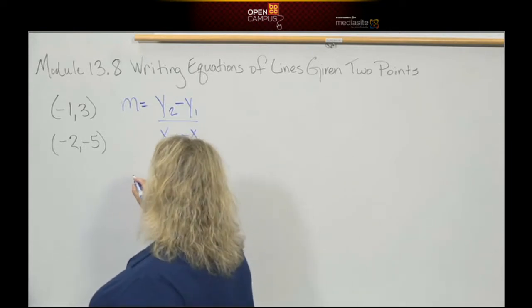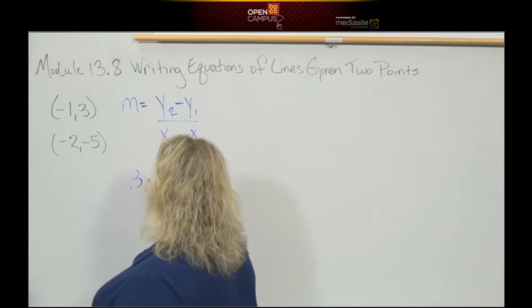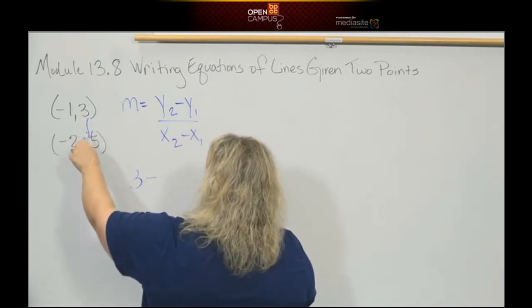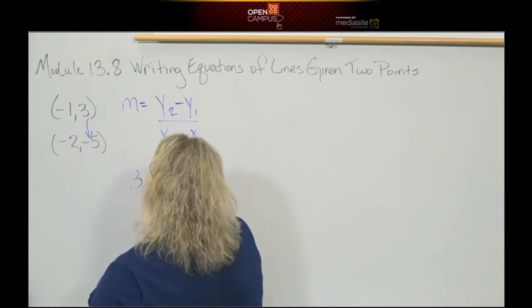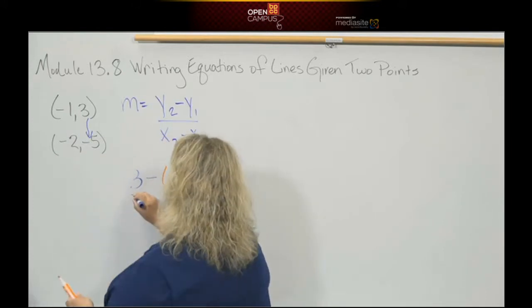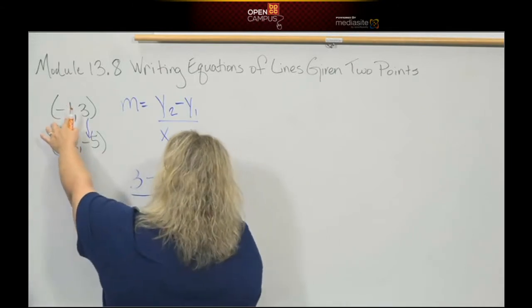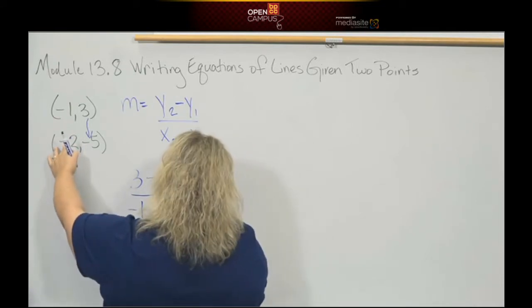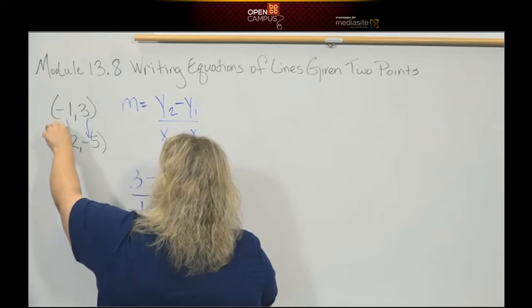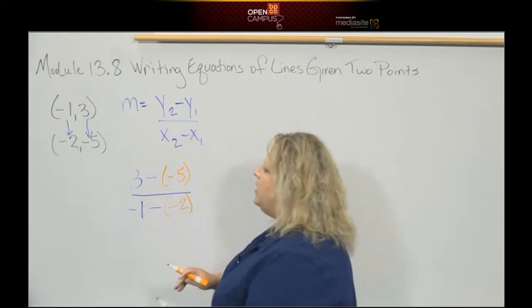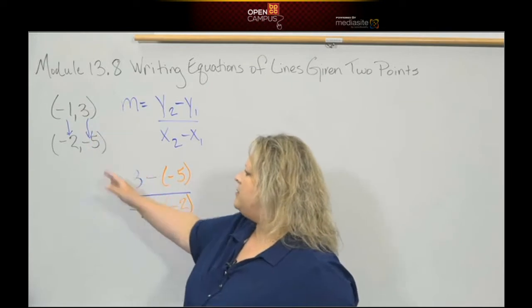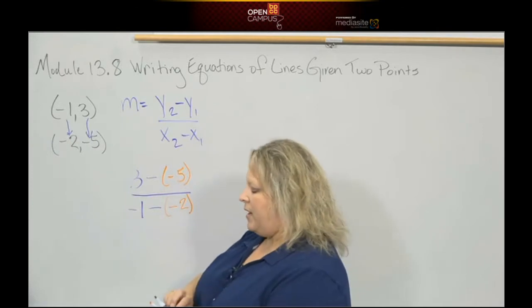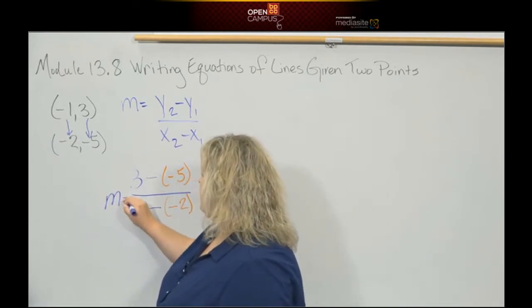So let's do that. I'm going to have 3 minus -5. So 3 minus -5, that's right there. So I'm going to write that down. Okay, and then I'm going to have -1 minus -2 right there. So that's what I want you to understand. Those are the ones that matter, okay? So 3, those are your y's. 3 and -5 are your y values. -1 and -2 are your x values, okay? So this is going to be my slope.